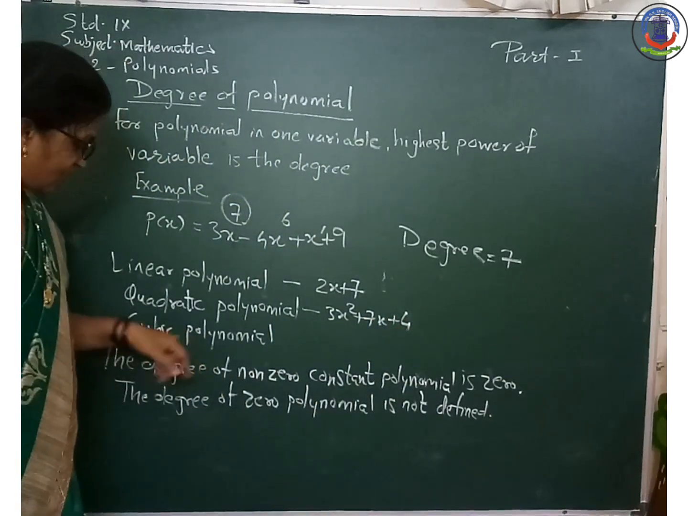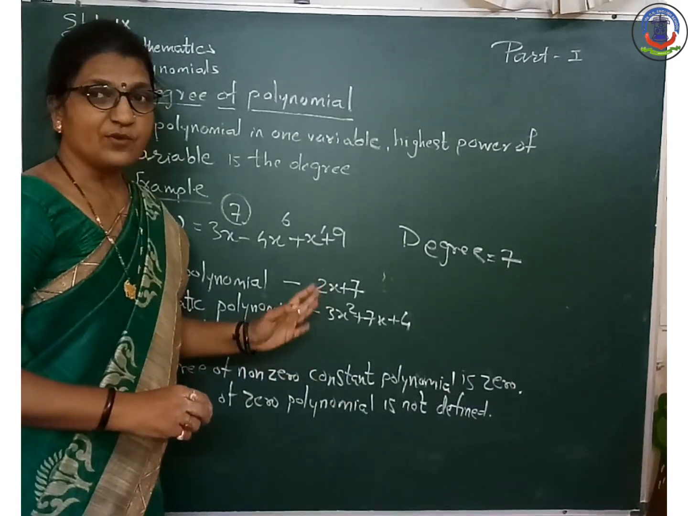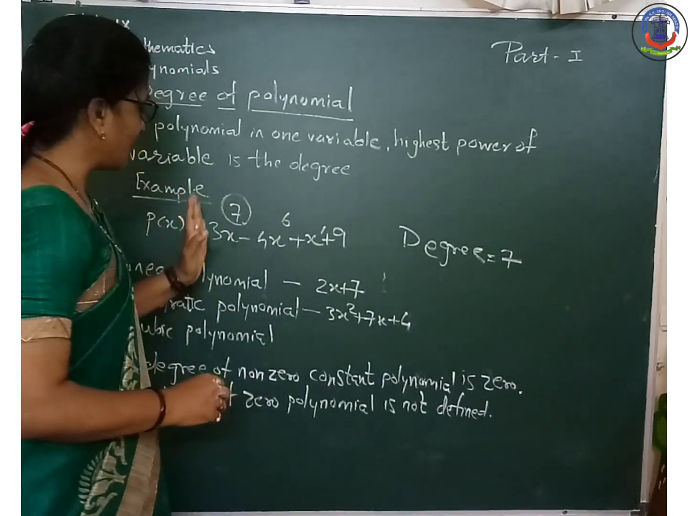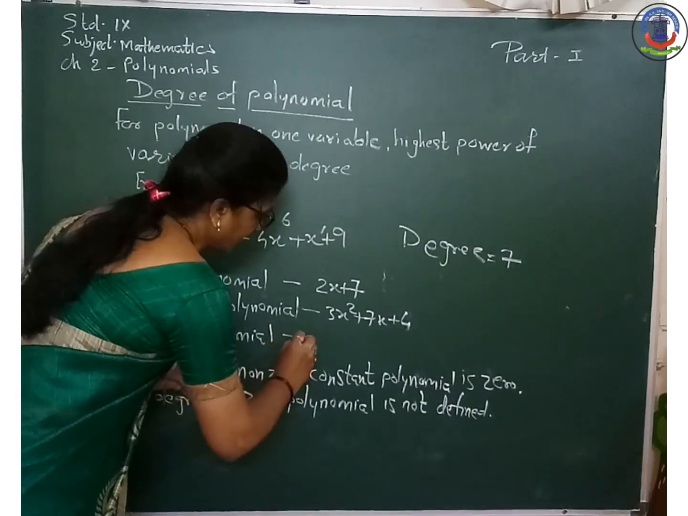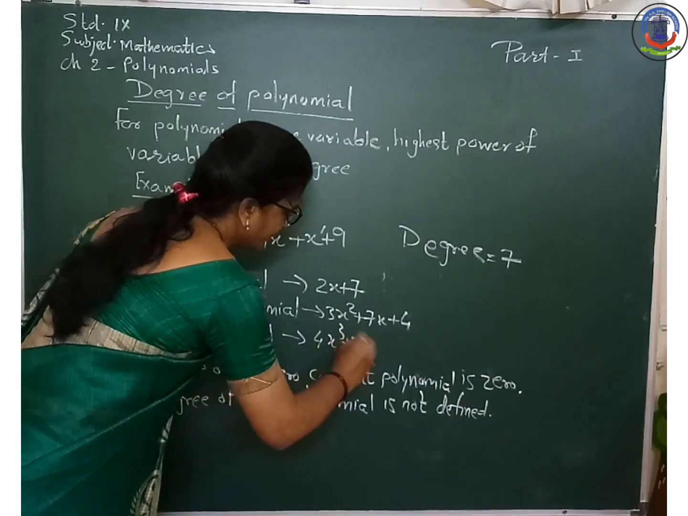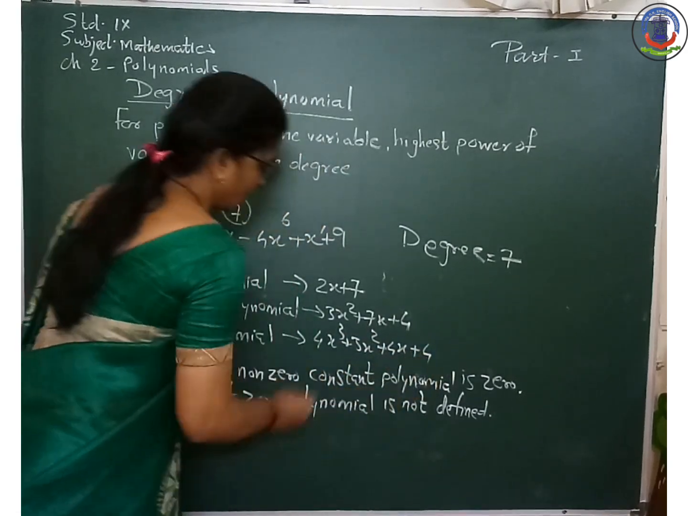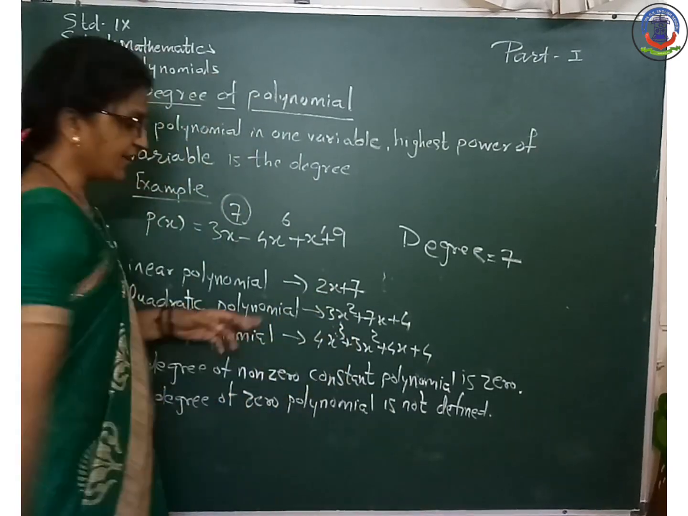Now cubic polynomial. The name itself shows that cubic means cube, so the power of the polynomial is 3. For example, 4x cube plus 3x square plus 4x plus 4. So here the degree is 3.